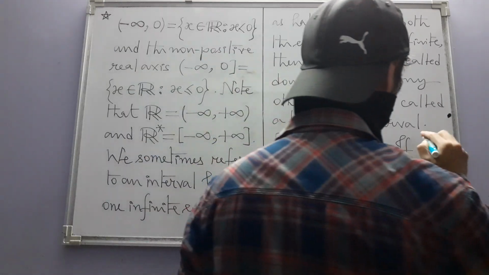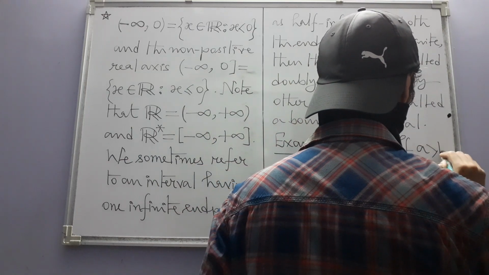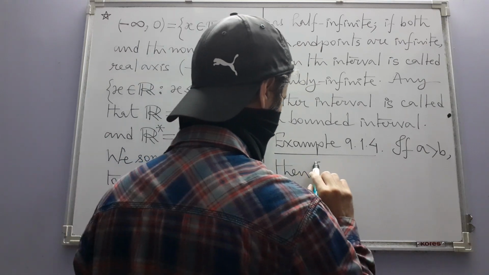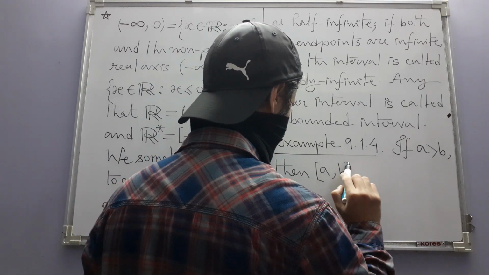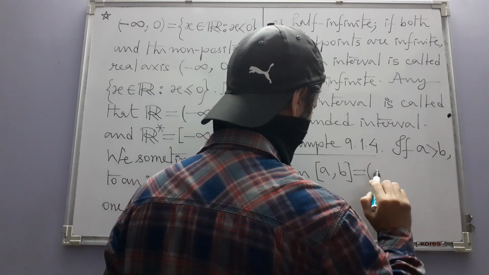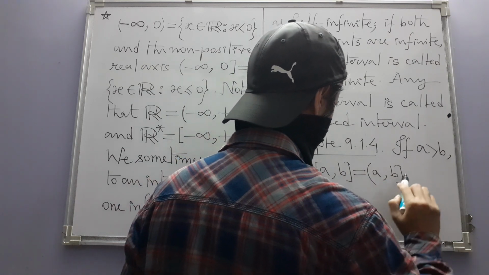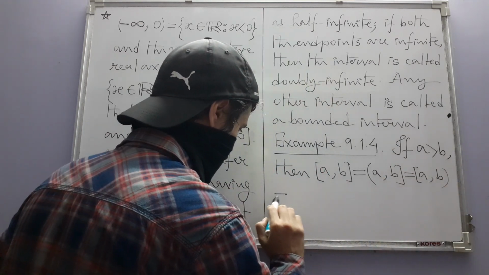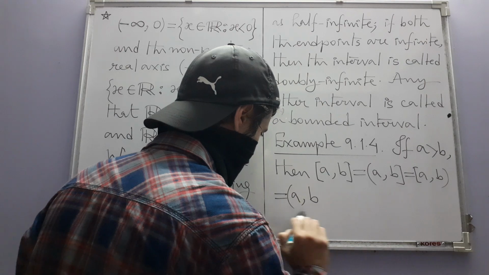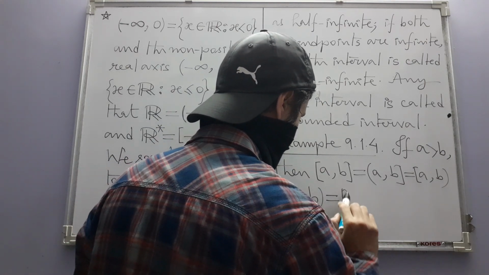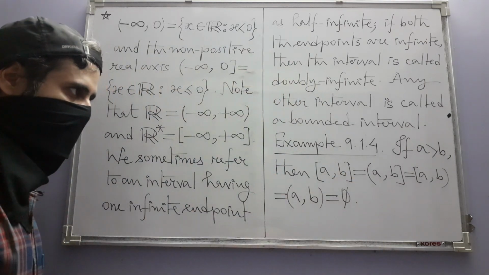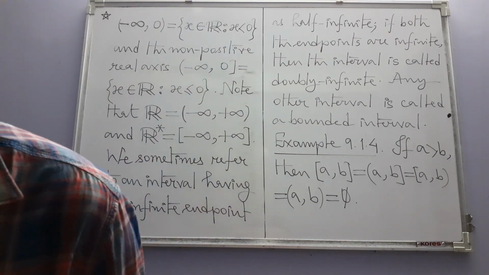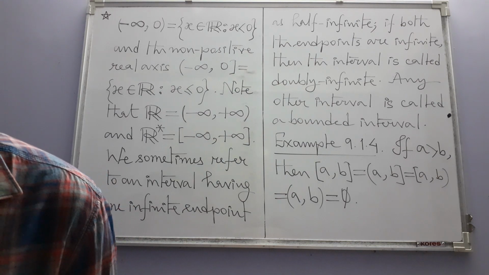So the example says this: if A is greater than B, then all of these intervals equal the empty set. Okay, there cannot possibly be anything in them. No extended real number as an element.